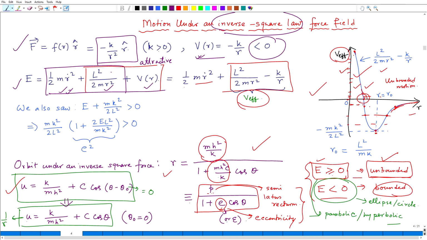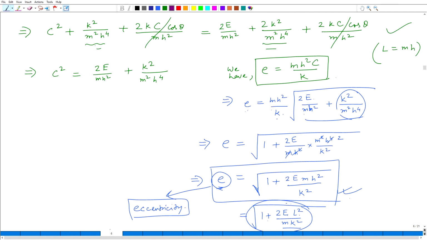Okay. And now the point is that we have already discussed something in the previous lecture. This is just to relate the total amount of energy. If the total amount of energy is positive or 0, then the particle will exhibit an unbounded motion with a parabolic or a hyperbolic orbit. If the total energy is negative, then the particle will show a bounded motion with an elliptic or, as a special case, a circular orbit. Okay.